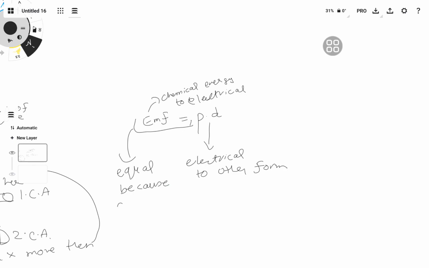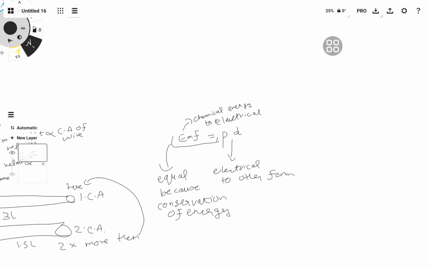This is equal because of conservation of energy, electrical to other forms. This is of course related to DC circuits as well, due to Kirchhoff's laws, which will be discussed later. But now let's just discuss this. Chemical energy to electrical is EMF, and electrical to other forms is PD.